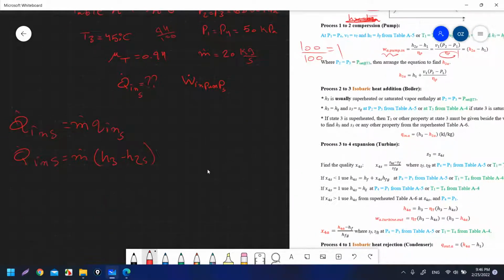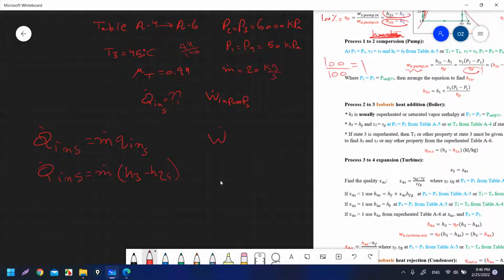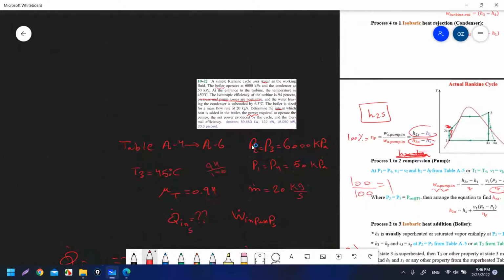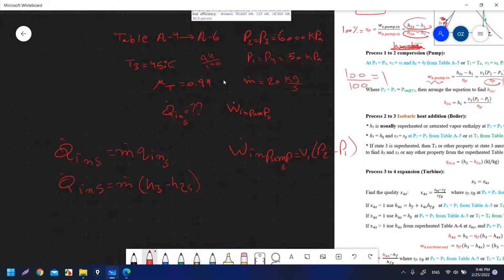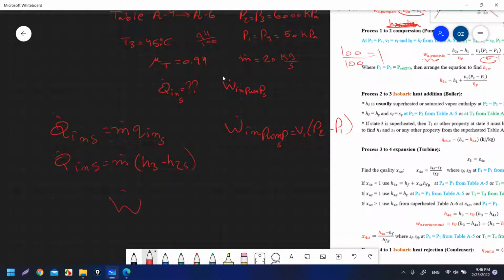So the W dot in pump is ideal, okay, and it's equal to V1 times (P2 minus P1). The third thing is what? The net power produced by the cycle, okay. And so it is W dot net, the power produced by the whole cycle. W dot net is not for the turbine, not for the pump, it's the net one, okay.